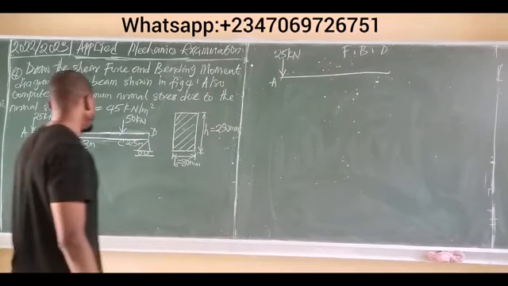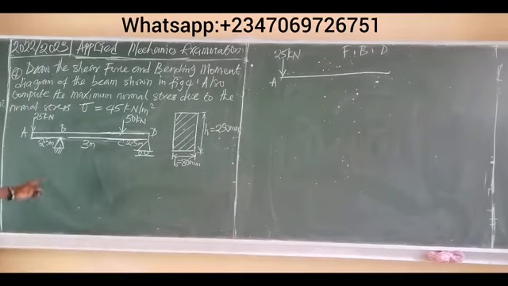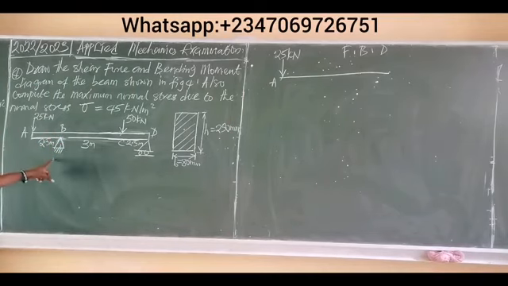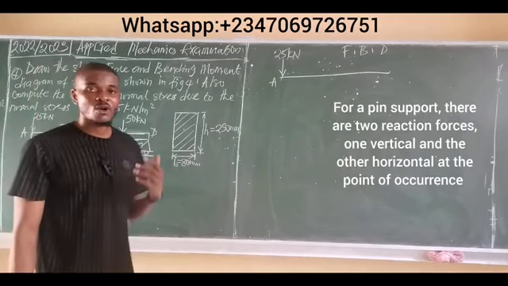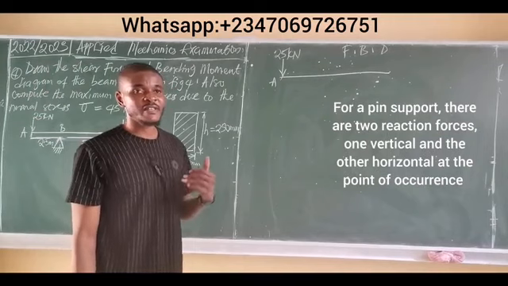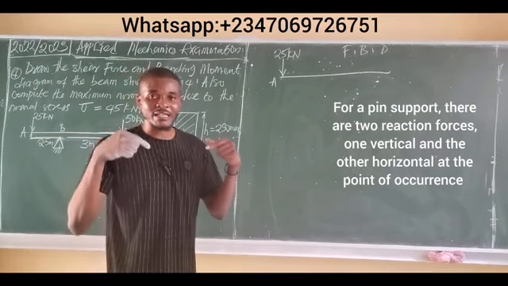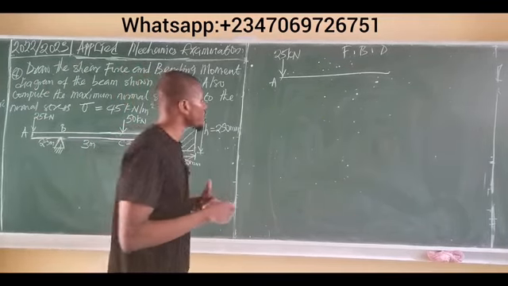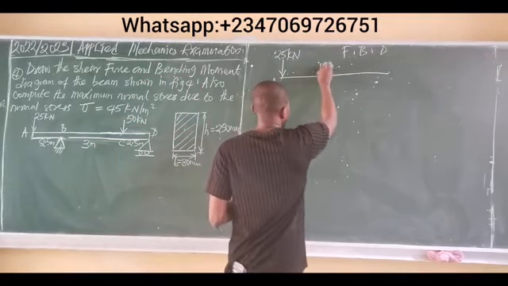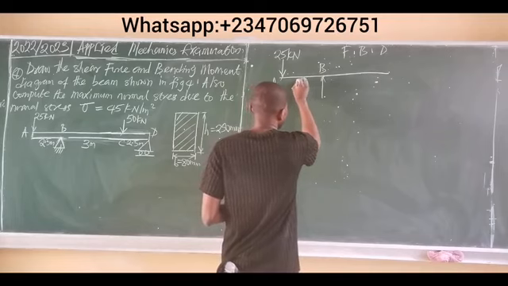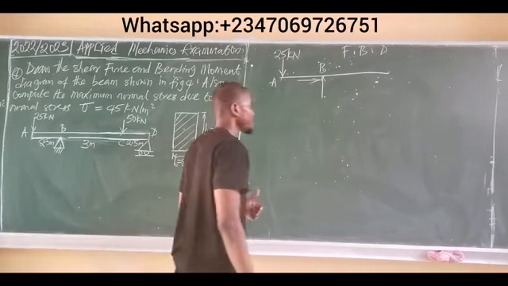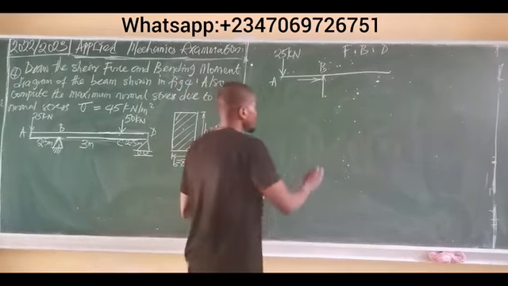This is point A. We have a 25 kilonewtons force acting downwards. And at point B, we have a pin support. I've always said, whenever you encounter such a support in any joint, this support is called a pin support. And for a pin support, we have two reactions always. One reaction is vertical to the surface, and the other is horizontal at the same point where it is acting. So it means that at point B, we have two reactions.